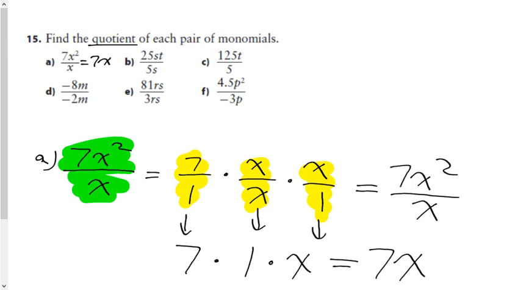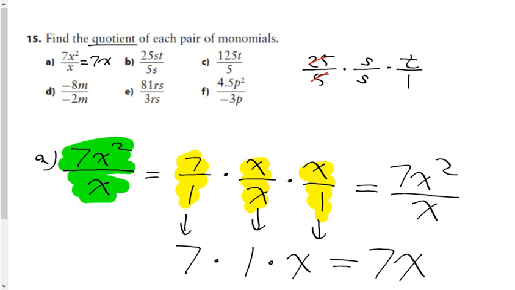For the second one, B, 25st, so 25 over 5, the coefficients first, multiplied by one of the s's over one of the s's, done, multiplied by the t that does not have a t on the bottom, so we're just going to replace it with a 1. Simplify each of these parts.